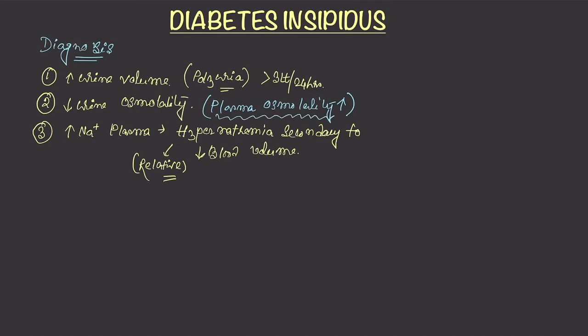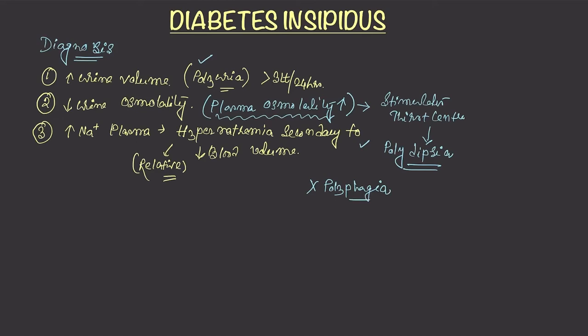As the plasma osmolality increases, it will now stimulate the thirst center at the hypothalamus. Ultimately, it will increase the thirst, resulting in polydipsia. So polydipsia and polyuria, these two features are similar to those of diabetes mellitus, but in diabetes insipidus there will not be any polyphagia, which is the characteristic feature of diabetes mellitus.